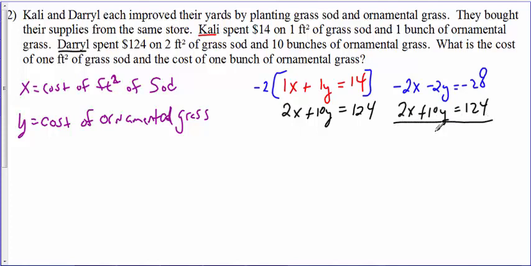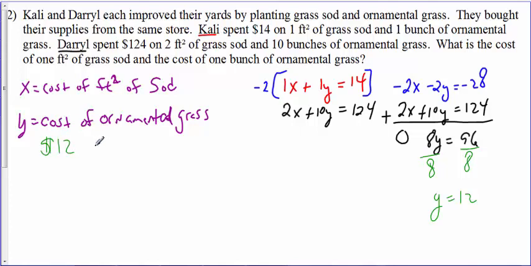Now, the x's drop because we're solving elimination by adding. Then we get 8y equals 96. Of course, you should know that we need to divide both sides by 8, so y equals 12. So the cost of ornamental grass is $12.